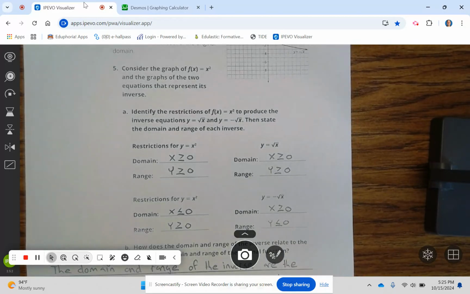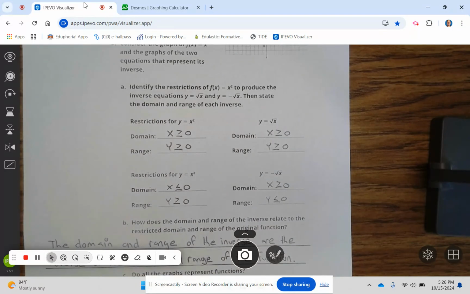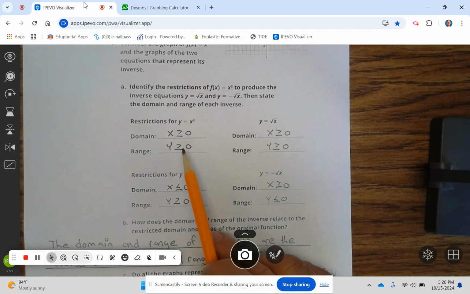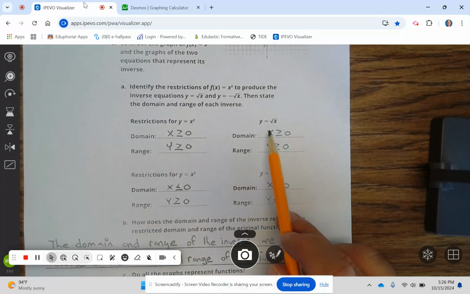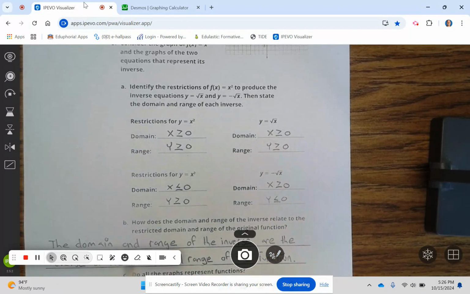5. Consider the graph of f of x equals x squared and the graph of the two equations that represent its inverse. A. Identify the restrictions of f of x equals x squared to produce the inverse equation y equals square root of x and y equals negative square root of x. Then state the domain and range of each inverse. Restriction for y equals x squared: the domain is x greater than or equal to 0. The range is y greater than or equal to 0. For y equals square root of x, the domain is x greater than or equal to 0. The range is y greater than or equal to 0.